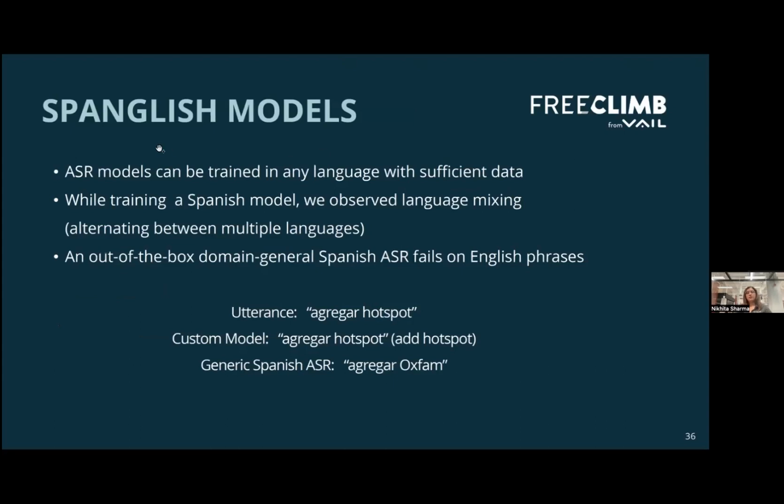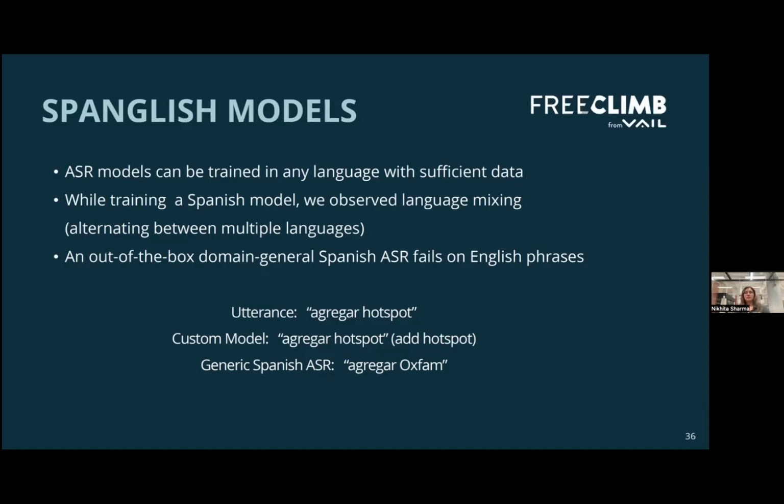We also trained different models. Apart from English models, we trained Spanish models as well. And we did notice something interesting, that even though people say that they want to talk in Spanish, sometimes they can alternate between multiple languages. For example, a user might say something like add hotspot in Spanish. If you have a custom model, you can add these English words in the model as well. But if you have a generic ASR, most of the time they failed in recognizing these English words. So this again shows how customizable these models are.